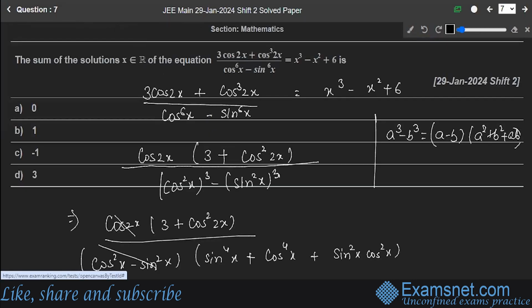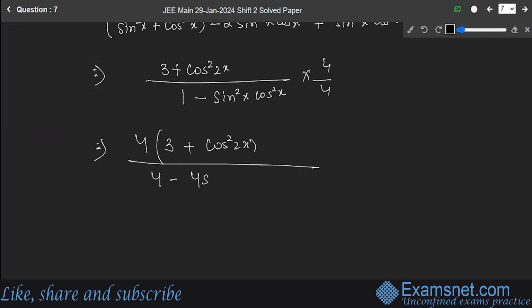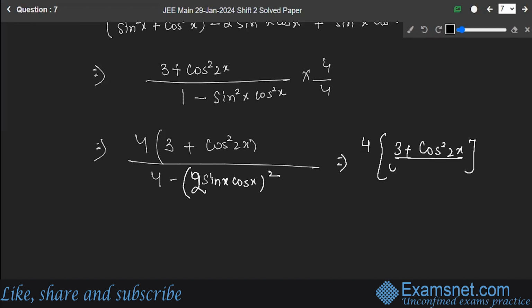I'll do one thing, I can write it like this. 2 sine x cos x whole square. Okay, so this will be 4, 3 plus cos square 2x upon 4 minus, this is nothing but sine square 2x. Right, hope you're clear till this.